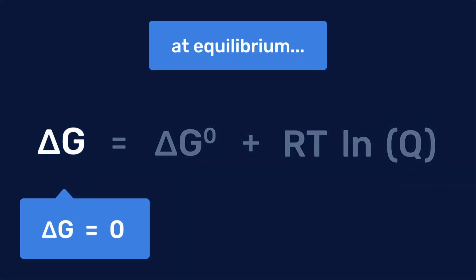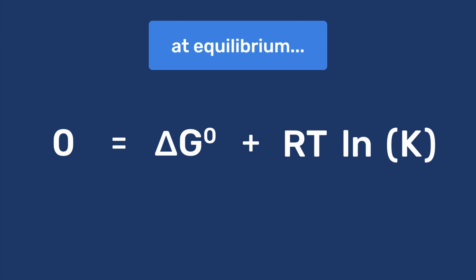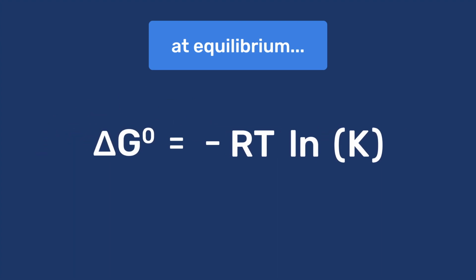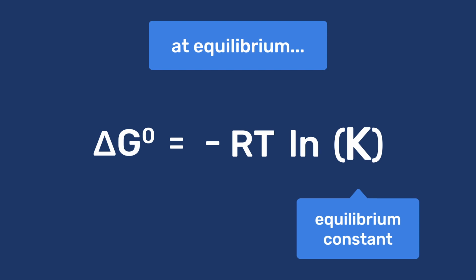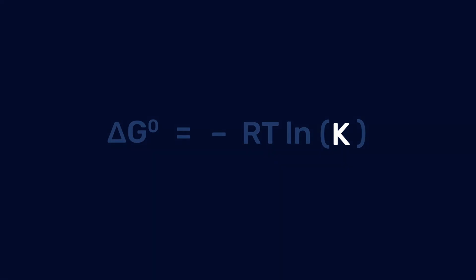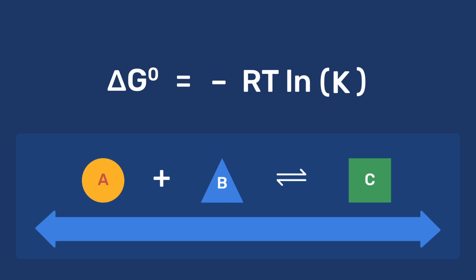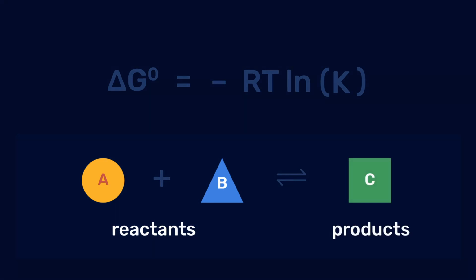At equilibrium, delta G is 0 and Q is replaced by K. So, delta G0 equals minus RT ln K. This establishes a link between the equilibrium constant K and the free energy, specifically the standard free energy of reaction, delta G0. The value of the equilibrium constant, or that of delta G0, tells us in which direction a reaction would go if all reactants and products were initially having an activity of 1.